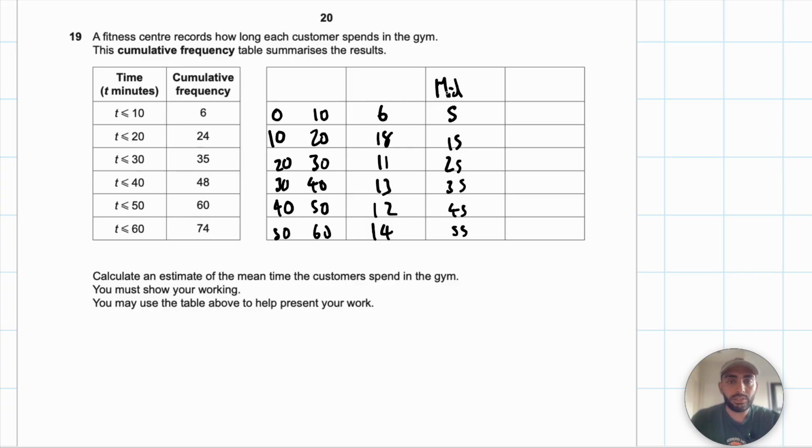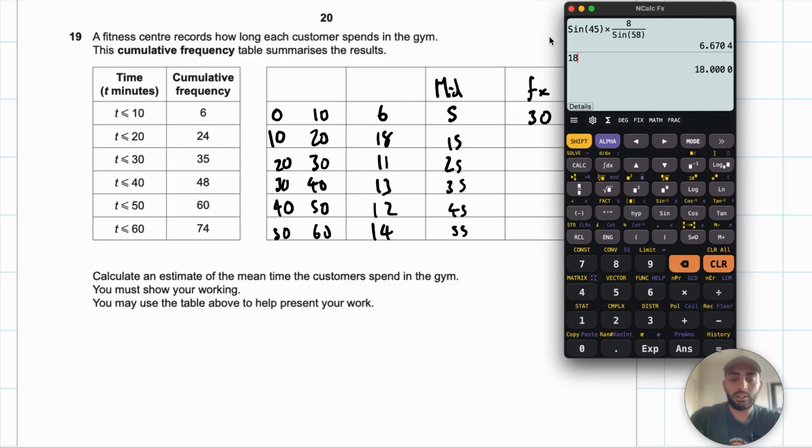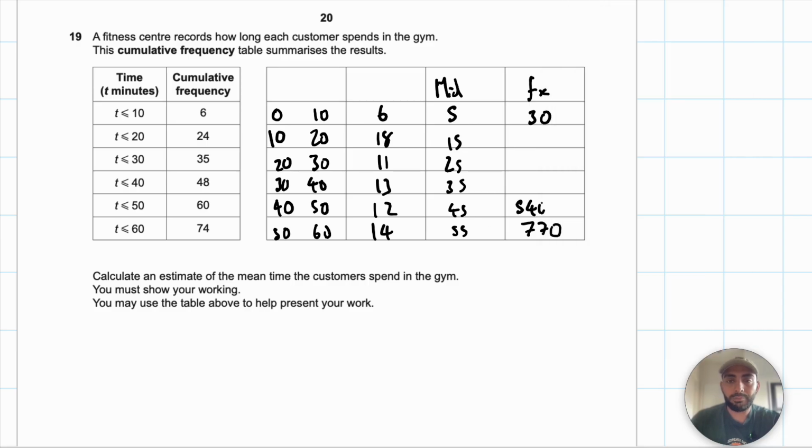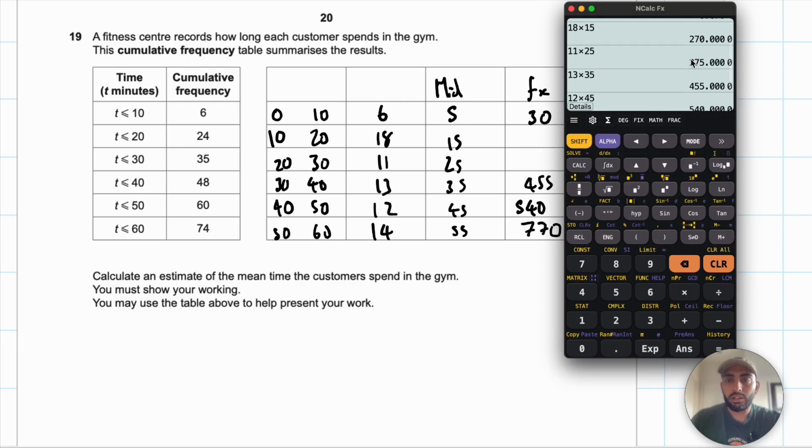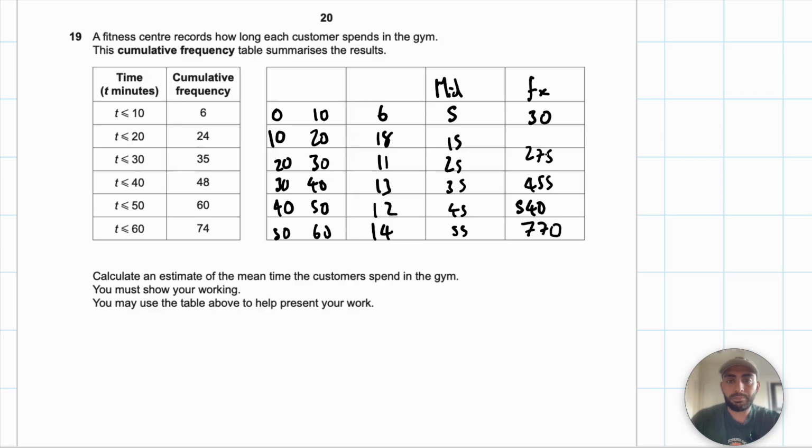So I've got my frequencies and I've got my x value. We just need to multiply them both together to get our fx value. 6 times 5 is 30, and then I'll do the rest on my calculator. So 18 times 15, 11 times 25, 13 times 35, 12 times 45, and 14 times 55. So that's 270, 275, 455, 540, 770.